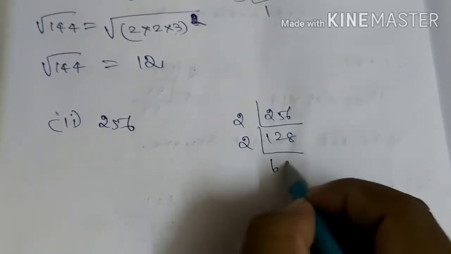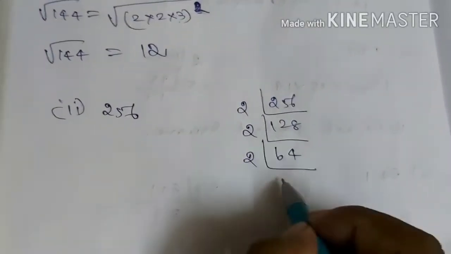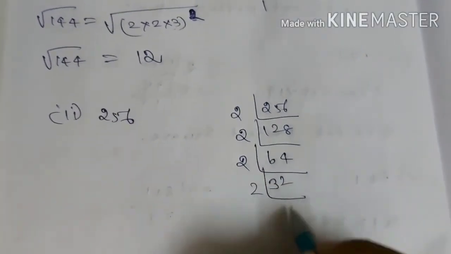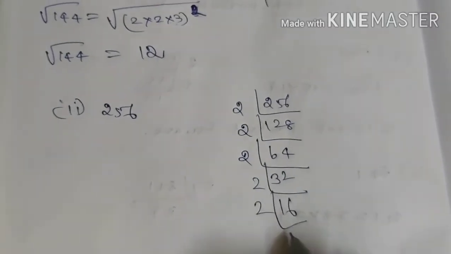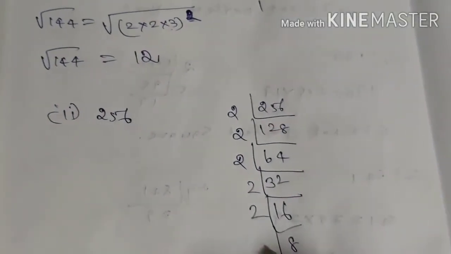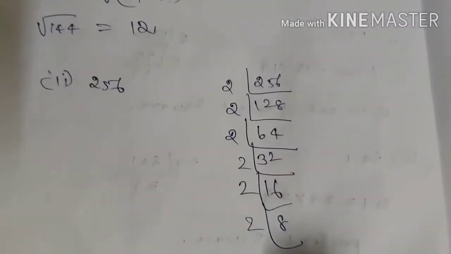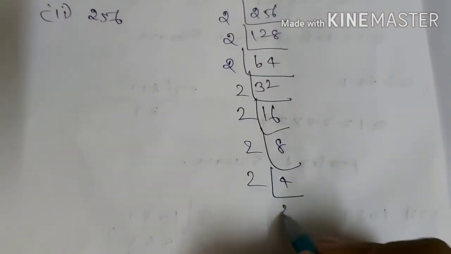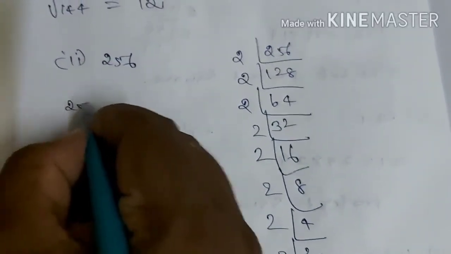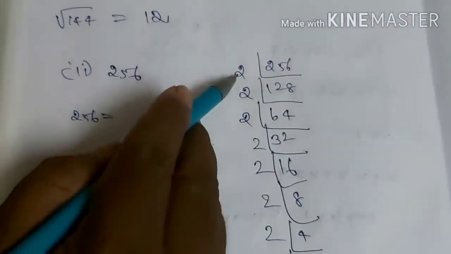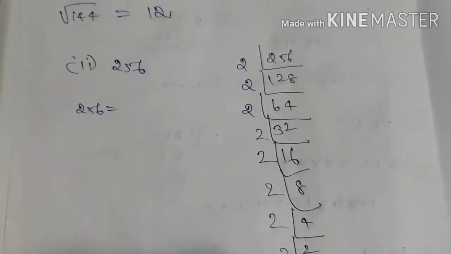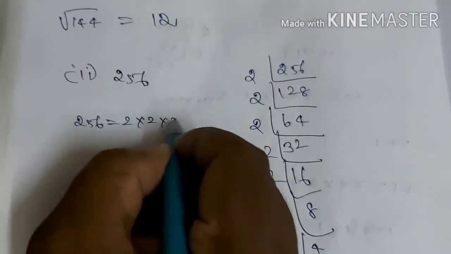128 divided by 2, 64 times. Again 32 times, 2 table commonly. Again 16 times. Again 8 times. Again 4 times. Again 2 times. Again 1 times. So here 8 times 2 is coming. So 256 equals 2 multiply 2 multiply 2 multiply 2 multiply 2, 8 times coming.